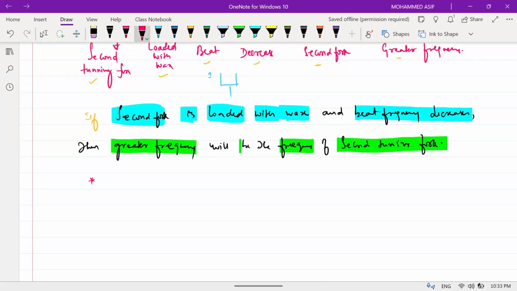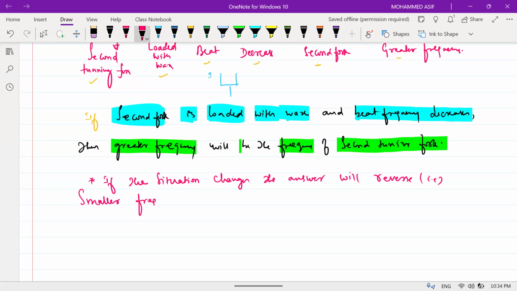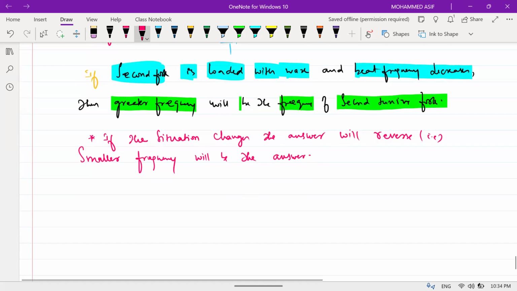Now the reverse of this is also true. If the situation changes, the answer will be reversed. That is, the smaller frequency will be the answer. Am I clear?